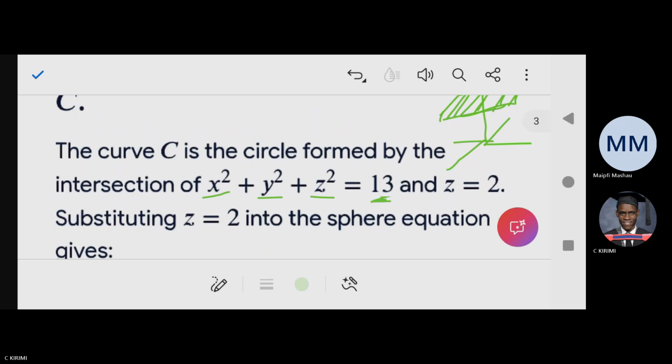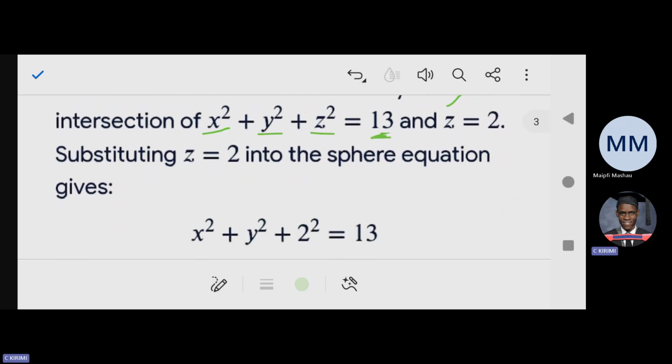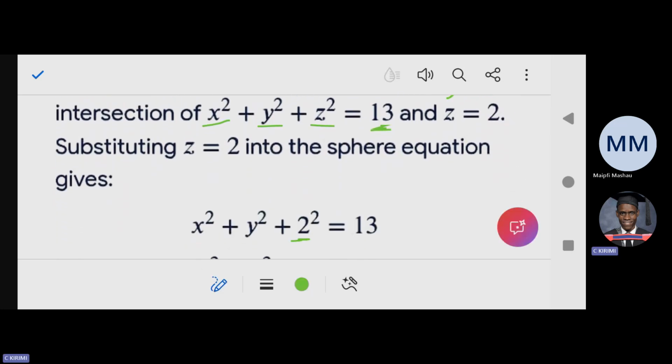So we want to find the intersection. Where there is Z in the normal equation of the sphere, you substitute that Z equals 2 into the sphere equation. So what does it give you? Where there is Z, we have put a 2. We are just finding where they meet. We want to know the equation of that circle where they meet, where you are going to find those parametric equations.